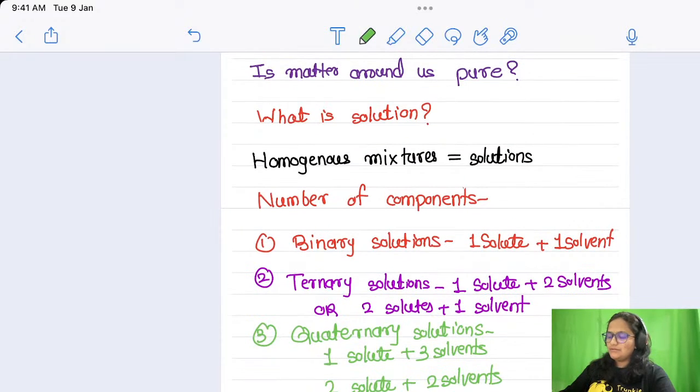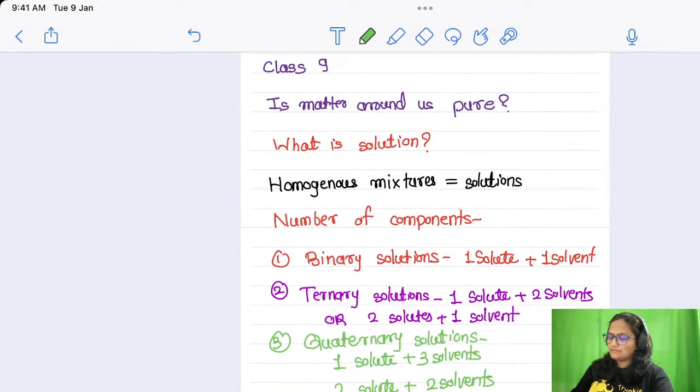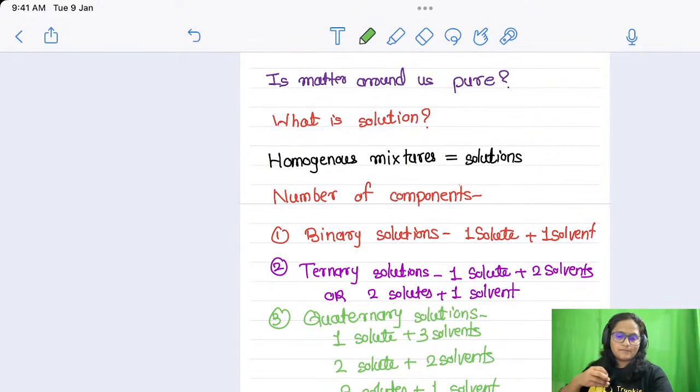Okay, so you can just take a screenshot of this page, guys, first of all. If you have any doubts in between, you can just write them down in the chat box.